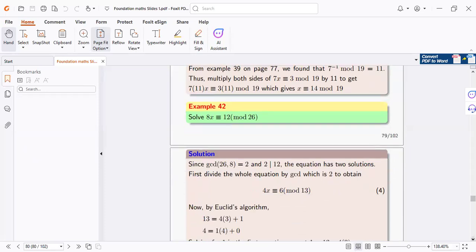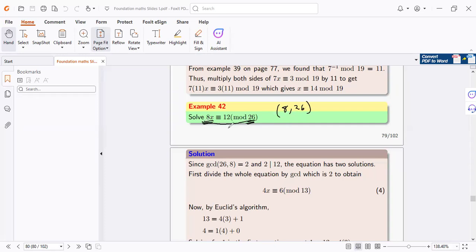Now look at this question here. I have 8. I already said that for us to get the inverse of this number, it must be relatively prime to 26. But when you look at 8 and 26, they're not relatively prime. So that means you cannot find the inverse of 8 mod 26. You cannot find it. But we're supposed to solve this question.